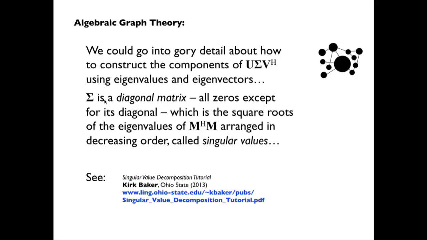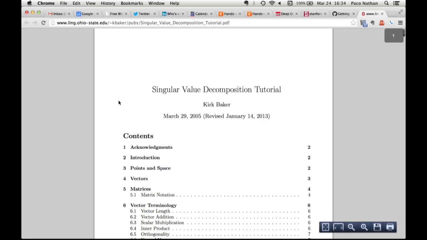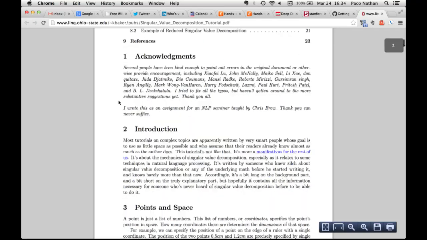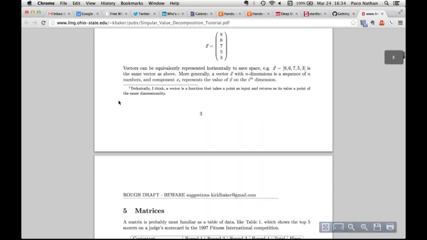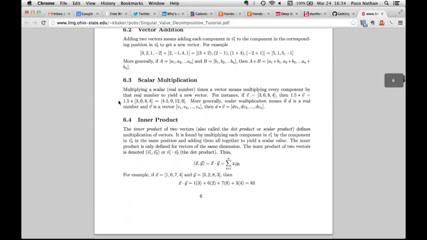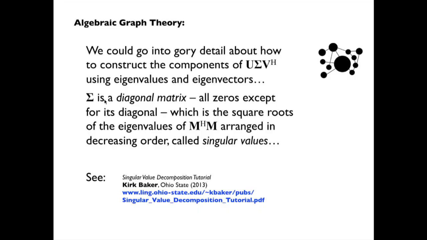I'm not going to go into all the details about how to construct the different components, the U and the sigma and the V. There's some great papers about it. One of them that I like in particular is from Kirk Baker. Definitely recommend this one. It's got a great tutorial about singular value decomposition. It actually goes through a whole lot of things, introduction to linear algebra and vectors, and how we get into eigenvalues and eigenvectors we talked about earlier.